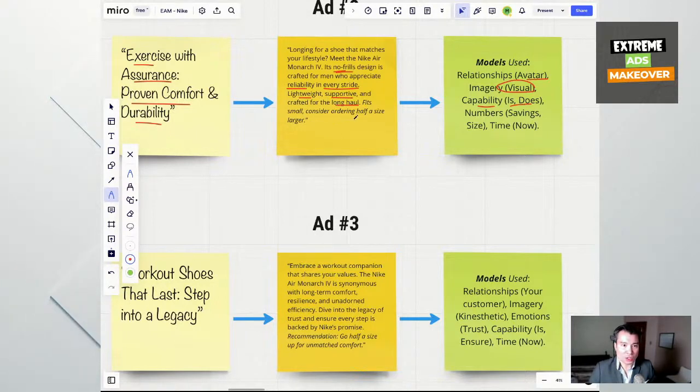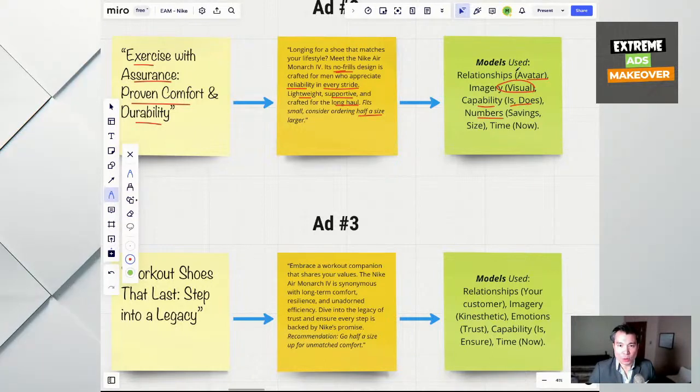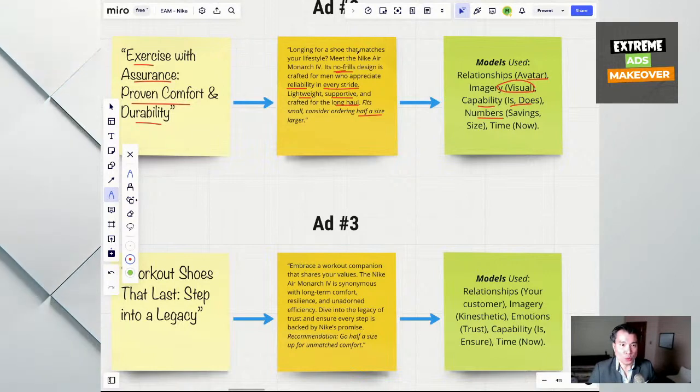Fit small, consider ordering half size or larger. And you see numbers, half a size numbers, right? Sizing, and the relationship between the avatar, which is about you. It's all about you and about the shoes, right?